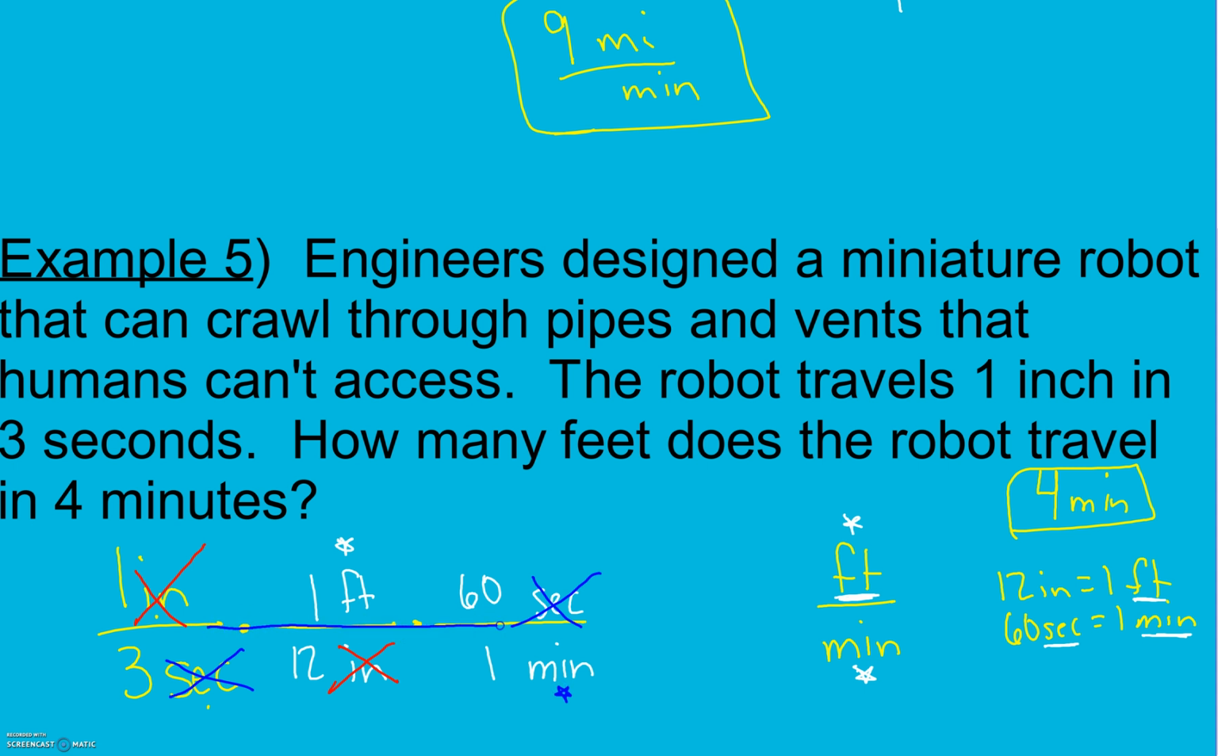We multiply our fraction straight across. 1 times 1 times 60 is 60 feet, over 3 times 12 times 1, 36 minutes. So to get our unit rate here, again, we're going to divide, and I get 1.67 feet per minute. And that's per 1 minute, but remember, we want 4. So to get 4 minutes, we just multiply by 4. And I'm going to get 6.67 feet.